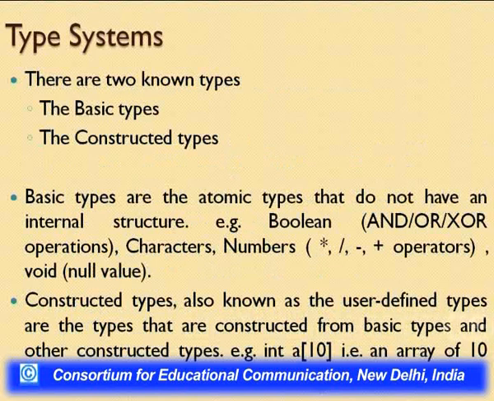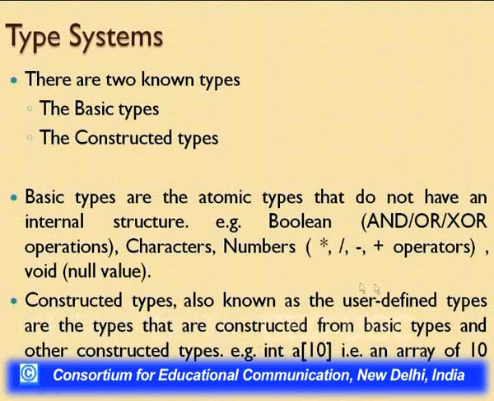There are two known basic ways we define these types. We have basic types, and we have constructed types. Basic types are atomic types that do not have an internal structure. For example, Boolean, characters, numbers, void. These are the basic types actually. Let's say we are talking about Boolean operations, the numbers, and then the operators that can be there on these numbers can be plus, divide, minus, add. All these mentioned over here are the basic types.